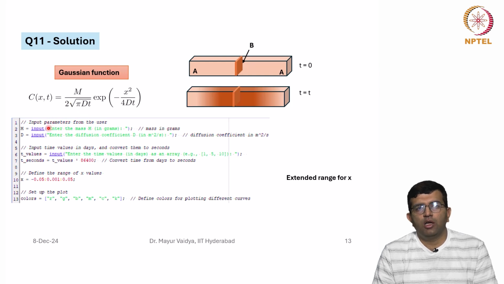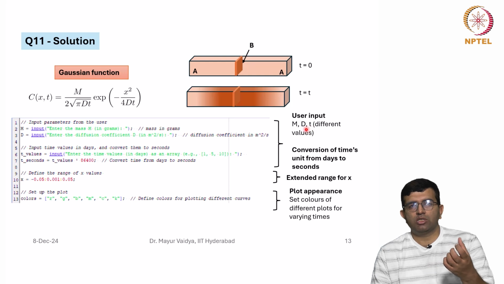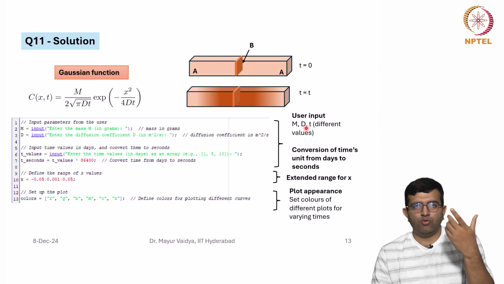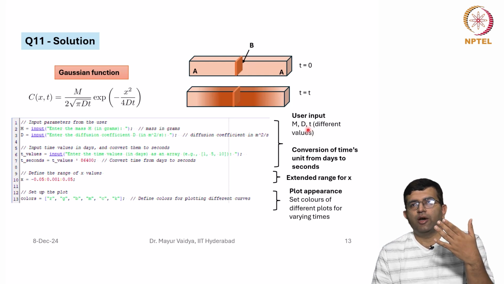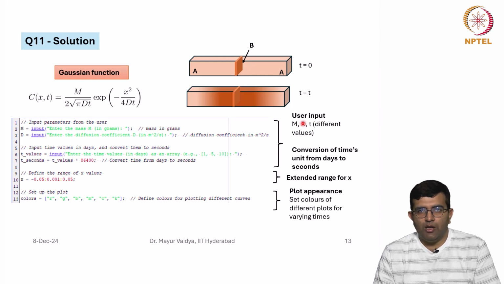So you can see here what I need from the user are the input parameters, that is M, D and T. Remember, in the question it is said to show the effect of the diffusion coefficient. So I am asking the user to define D, T and M. Again, it is dependent on you. You can also choose a fixed value of M. It is up to you. You can only show the variation of D and T. That is also fine.